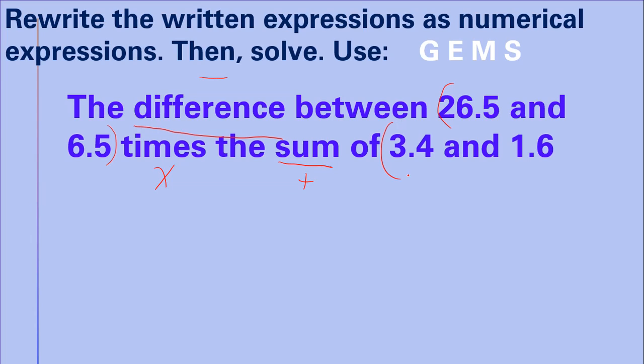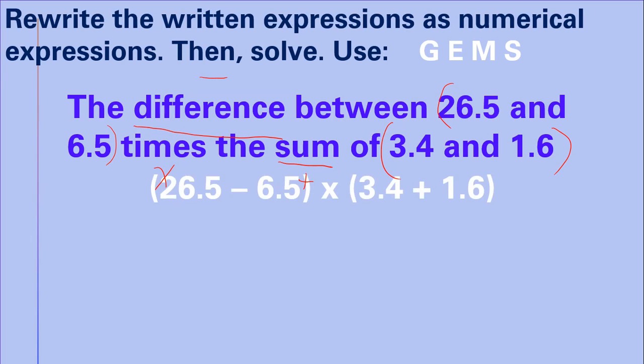So we know we need to put 3 and 4 tenths and 1 and 6 tenths in parentheses so that we get the answer before multiplying these two answers together. So we can rewrite this expression as 26 and 5 tenths minus 6 and 5 tenths, which is going to be in parentheses. And then we're going to be multiplying this answer times the answer of 3 and 4 tenths plus 1 and 6 tenths. Let's solve. Here we have two sets of grouping symbols.